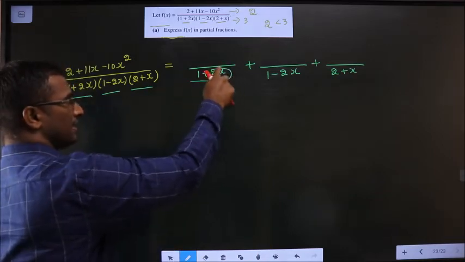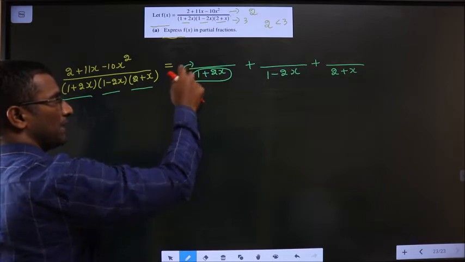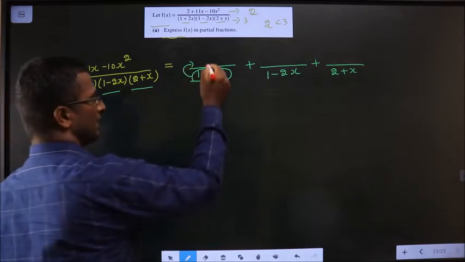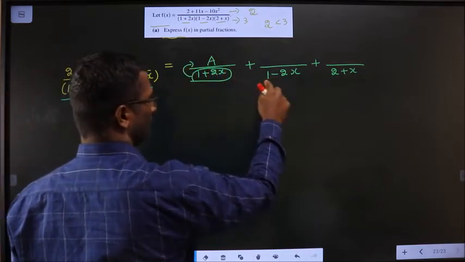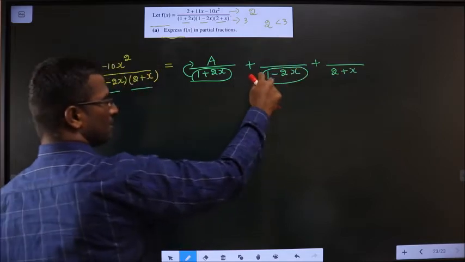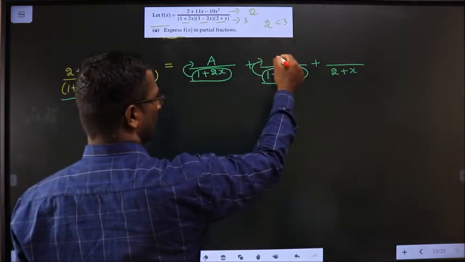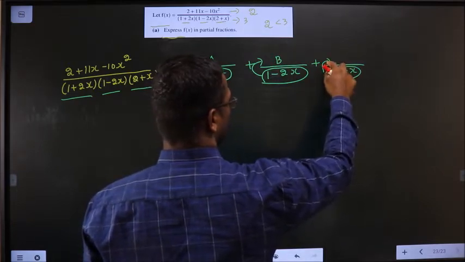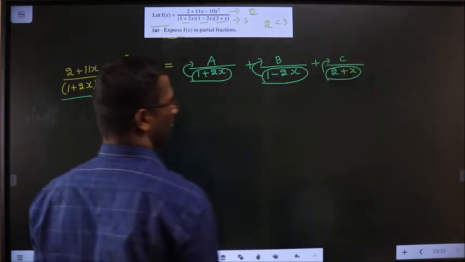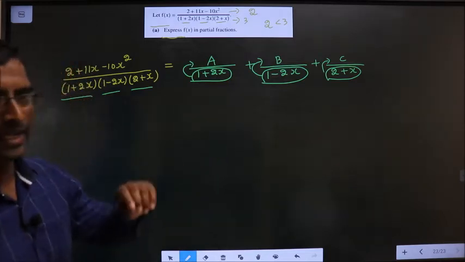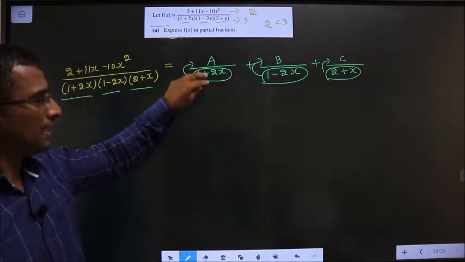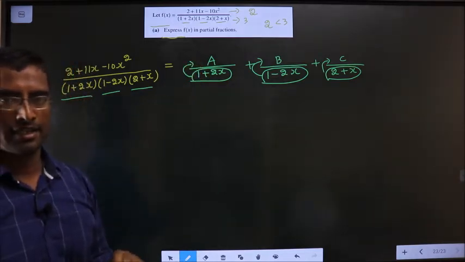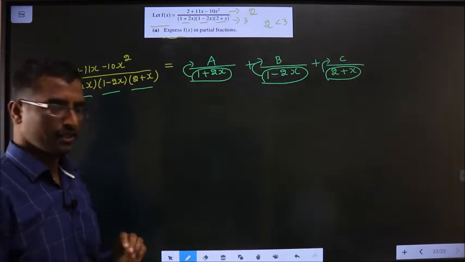This is a linear, so the numerator should be a constant. So let us say a. Even here, this is a linear, so the numerator should be a constant. Let us say b. This is a linear, so the numerator should be a constant. Let us say c. Is this step clear? If the denominator is linear, the numerator should be a constant. It is a rule. Okay, next.